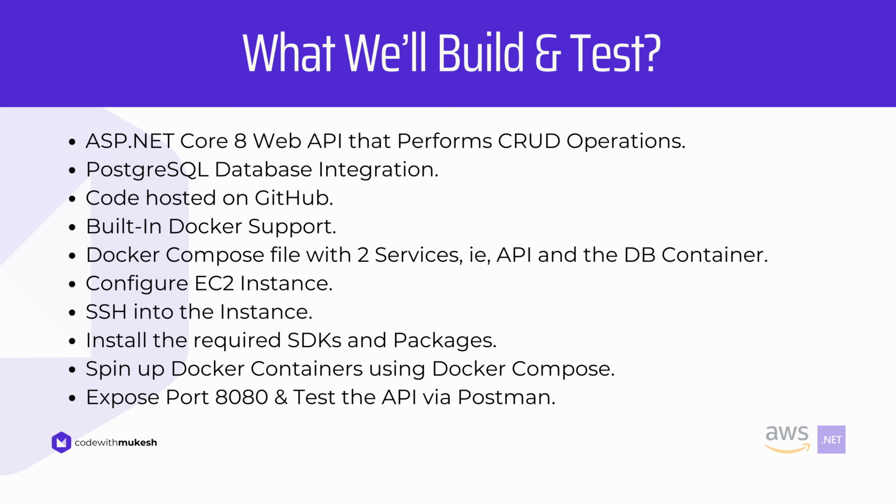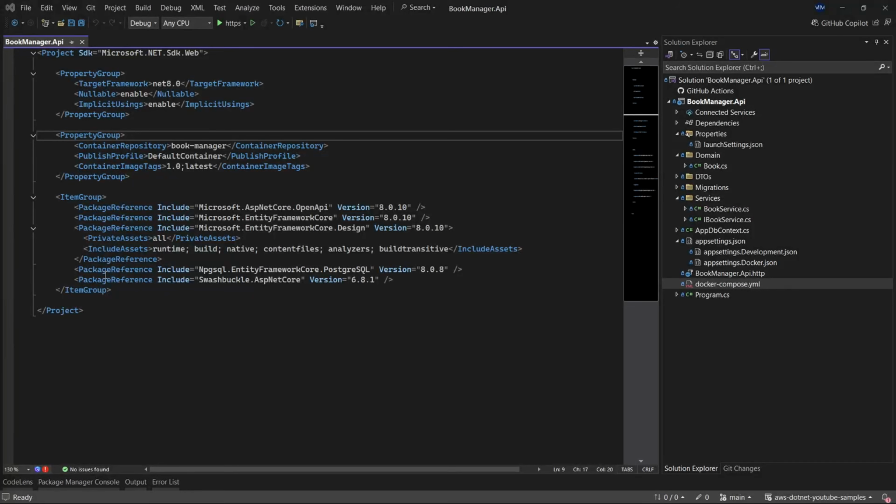The .NET application's Docker image will be built on the Linux instance itself and launched via Docker Compose. So both the application and database will be deployed to containers in this instance. Finally, port 8080, on which the Web API will be running, will be exposed to the public so that we can publicly access it and test it.